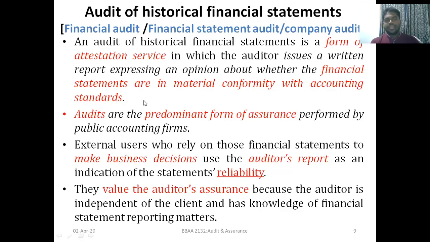Actually, the first point says what is happening in the audit. The audit of historical statements is a form of attestation service in which the auditor issues the written report. Once the audit process is finished, the auditor provides a report as the output of the audit. The report itself says the opinion or conclusion of the auditor about the financial statements of the company or organization: whether, when they prepared the financial statements, meaning the P&L account, balance sheet, cash flow statement, or statement of changes in equity, they properly followed the accounting standards or not.